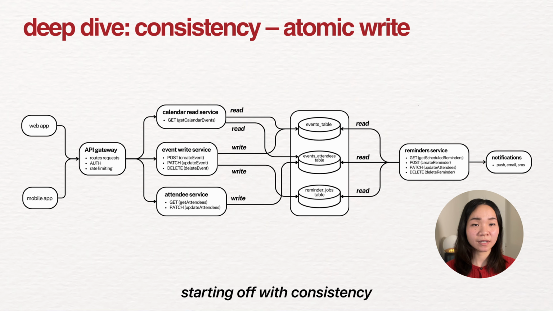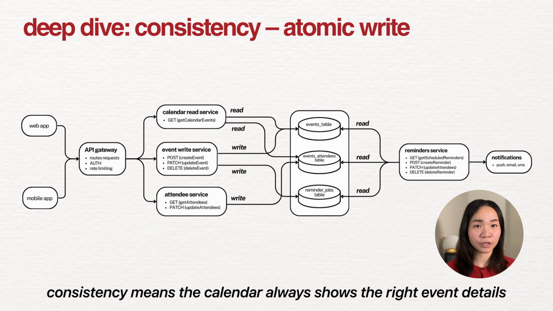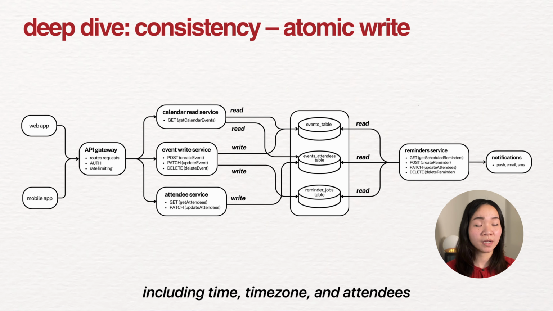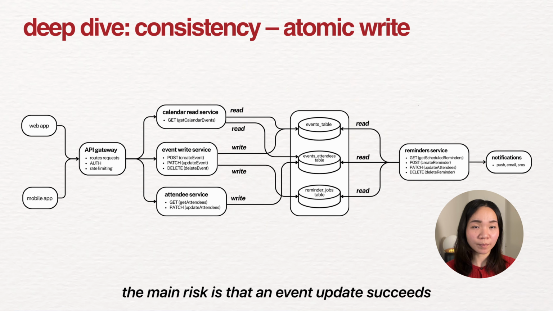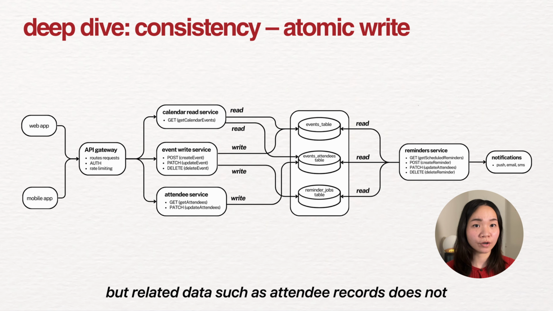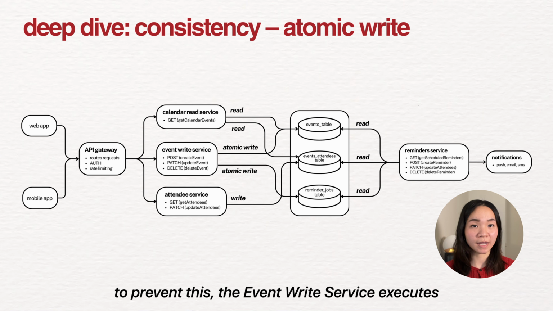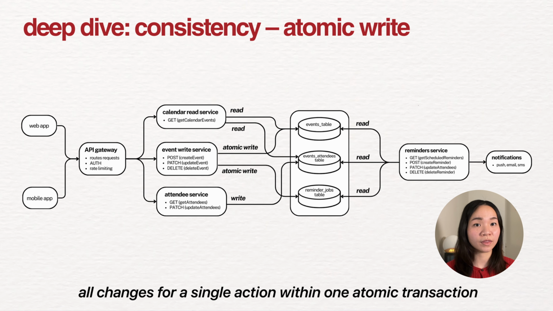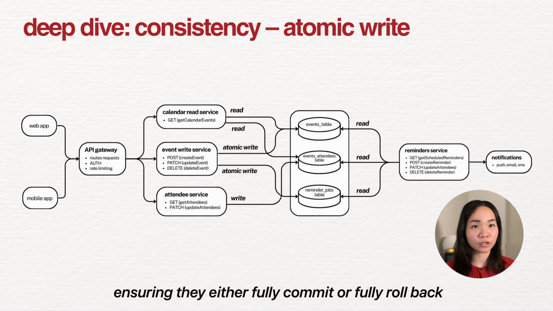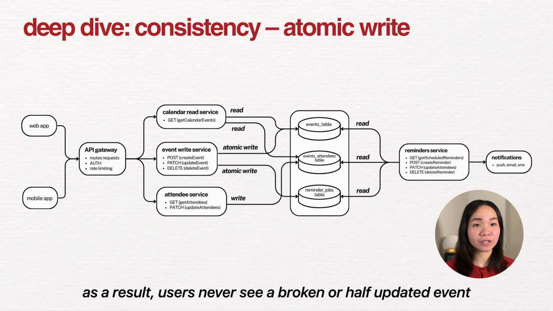Starting off with consistency. Consistency means that the calendar always shows the right event details including time, time zone, and attendees, with no partial updates or duplicates. The main risk is that an event update succeeds, but related data such as attendee records does not, which creates inconsistent or confusing states for users. To prevent this, the event write service executes all changes for a single action within one atomic transaction, ensuring they either fully commit or fully roll back. As a result, users never see a broken or half-updated event.